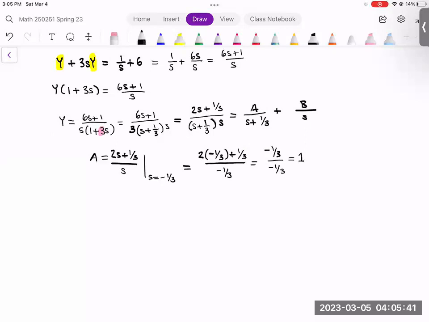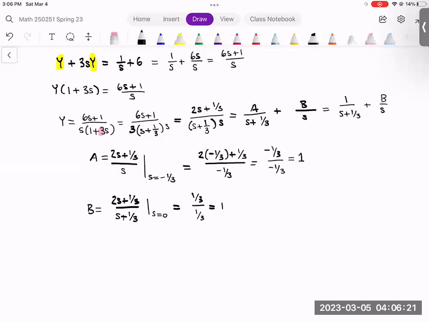Next, we're going to look at B. So to find B, we are going to be looking when s equals 0. We're going to cover up this s. And so we have 2 times s plus a third over s plus a third. And so this gives us 1/3 over 1/3 or 1. Okay, and so this simplifies to A over s plus a third plus B over s.